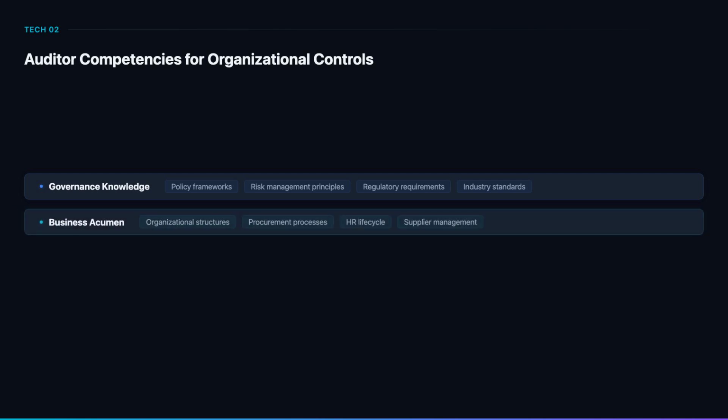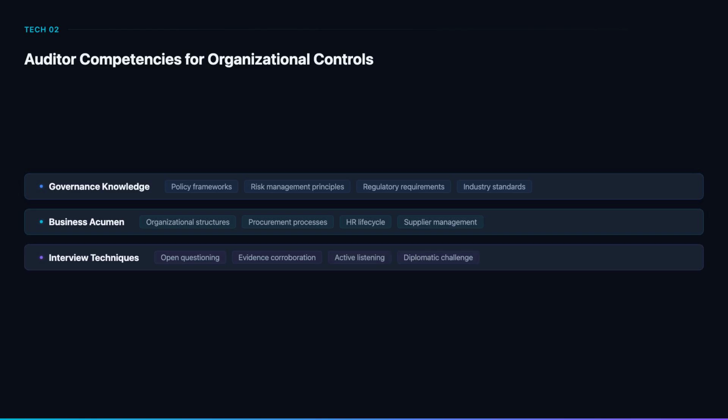Business acumen helps you evaluate whether controls are practical and proportionate. Understand typical organizational structures so you can assess segregation of duties. Know procurement processes so you can evaluate supplier security integration. Understand the HR lifecycle from hiring through termination so you can assess people-related controls. This business context lets you distinguish between meaningful controls and bureaucratic overhead.